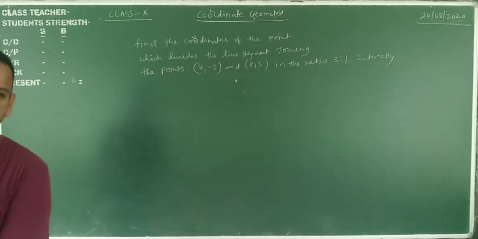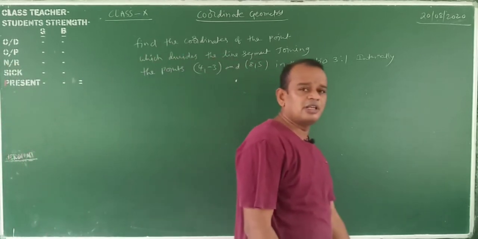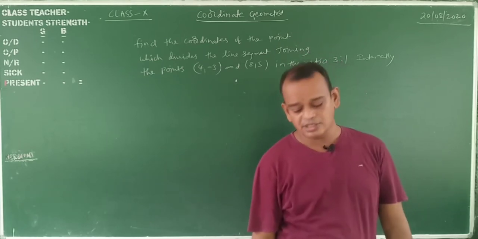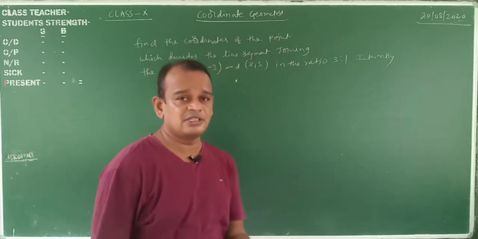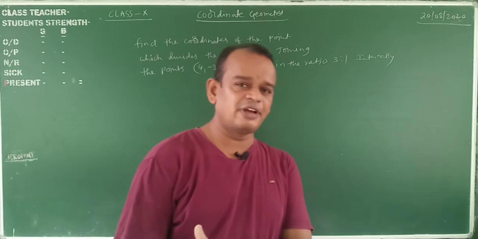The ratio internally. I already explained that one yesterday. If the point P divides the line segment in the ratio m:n internally, then the coordinates of P are (x, y) = ((mx2 + nx1) / (m + n), (my2 + ny1) / (m + n)).